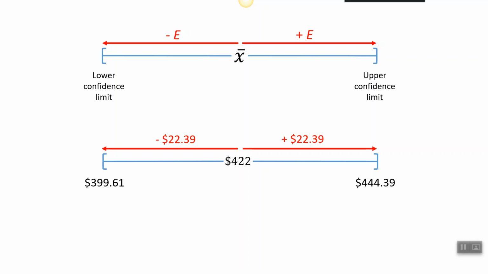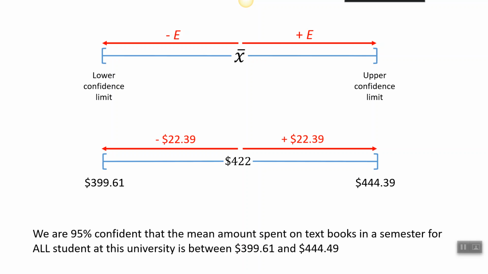The college's idea was to try to estimate mu. So here's a sentence that we traditionally follow confidence intervals with. It says we are 95% confident that the mean amount spent on textbooks in a semester for all students at this university is between $399.61 and $444.39. We can't say we know where it is in this interval, but we're 95% confident that our population mean mu is somewhere inside of this interval. Thanks a lot. Let me know if you have any questions.